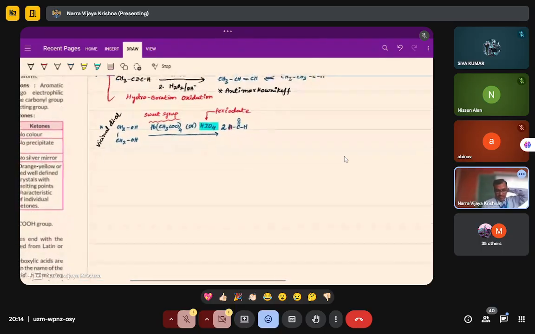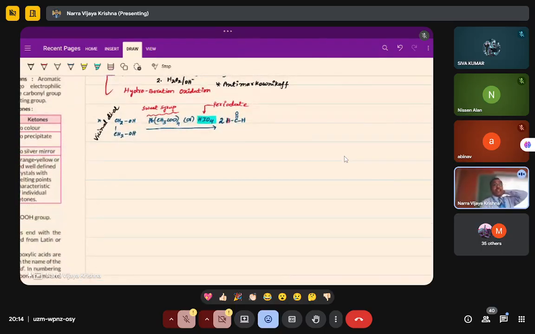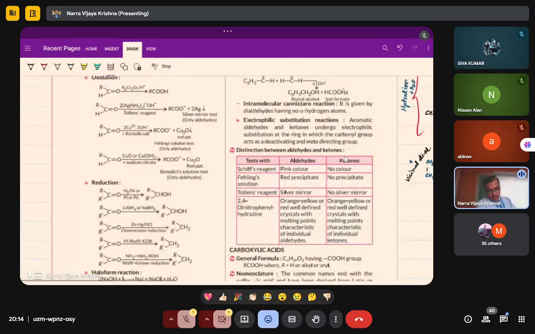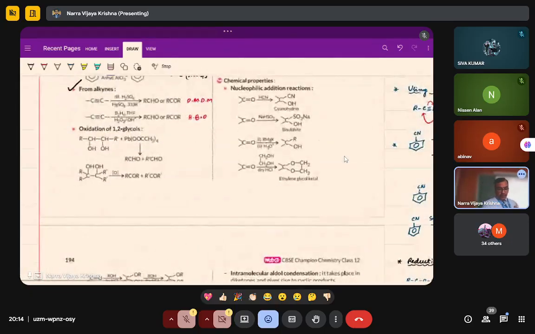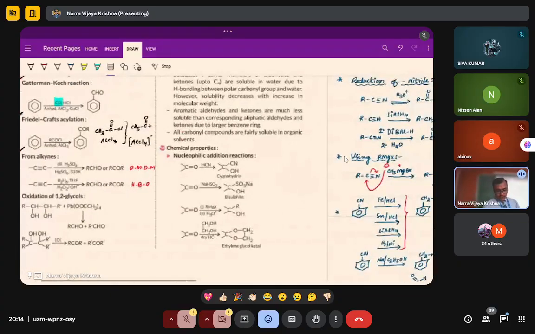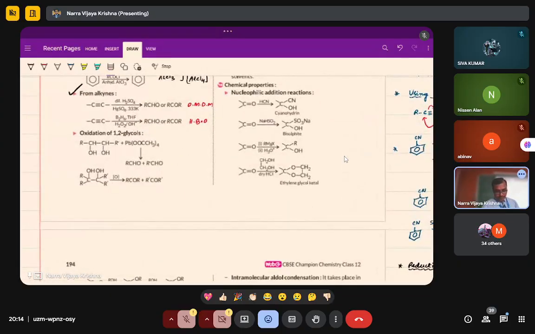Okay, leave it. Now let's take tetraisolate, or HIO4. What will they do? They will break the carbon-carbon bond if the carbons are connected to oxygens. Any questions about this reaction now? Right? Now coming back.